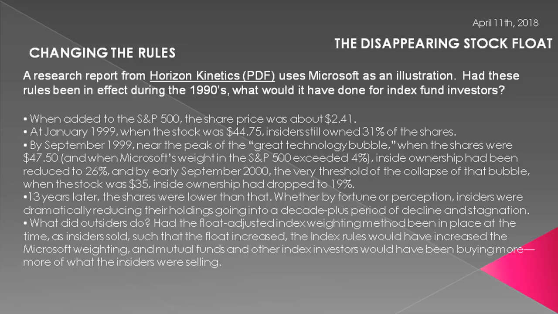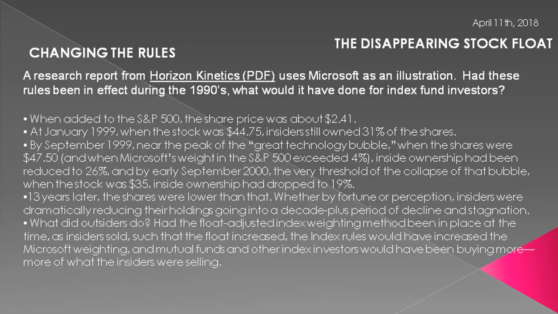And I'm dating this not since this was put into place, but what would have happened in that case? When added to the S&P 500, the share price was around $2.41. At January 1999, when the stock was $44.75, insiders still owned 31% of the shares.